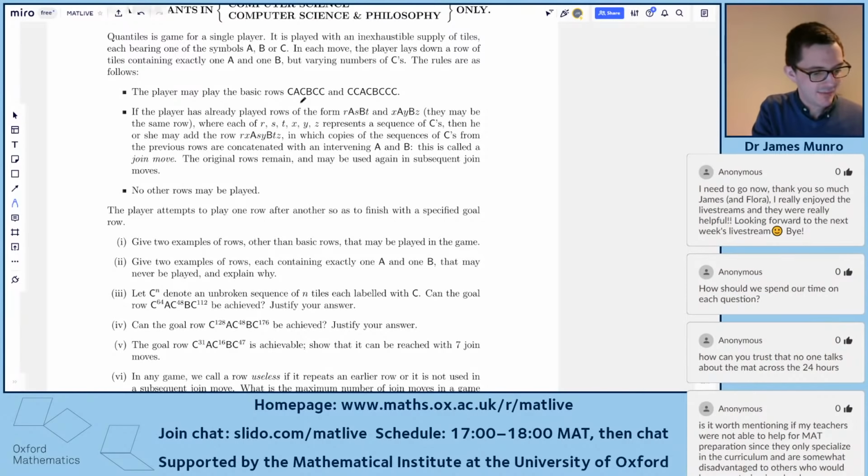Okay, so C to the 31, 31 C's, A, 16 C's, B, 47 C's. How do you make that? Well, my first plan is to use just basic rows. I've got this basic row like this, and I've got a basic row like this. What's the other basic row? 2, 1, 3. So my plan is to join together M of these and N of these. So that's my plan, joining basic rows together. It's going to be slow to start off with, but we're going to try to make it more efficient.